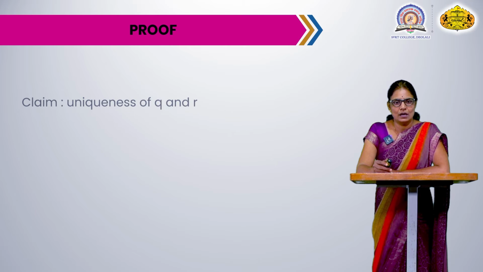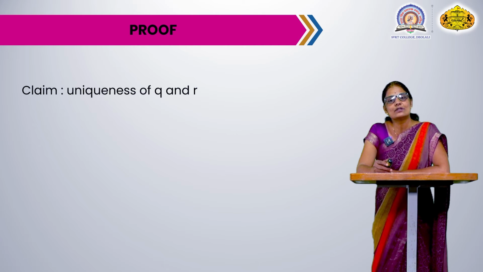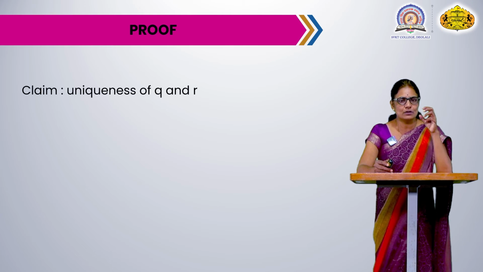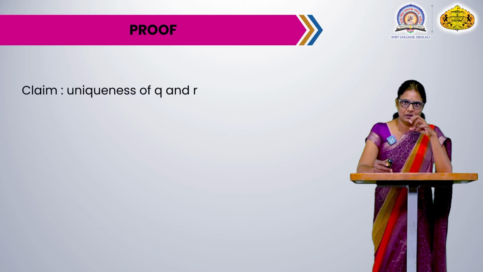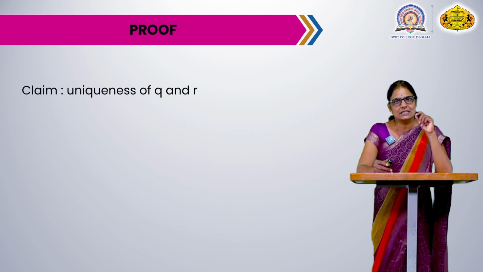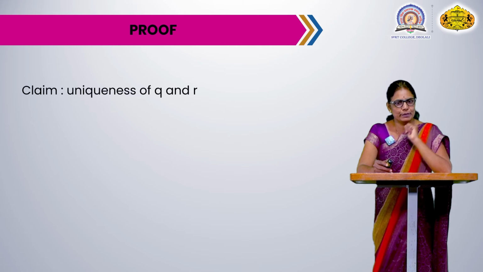Now in the third step, we want to prove the uniqueness of both the integers q and r. Suppose I want to show that two integers are equal for some required thing. For that, we suppose the given statement is true for different values of that integer, and to prove uniqueness, we prove that the two integers should be equal.